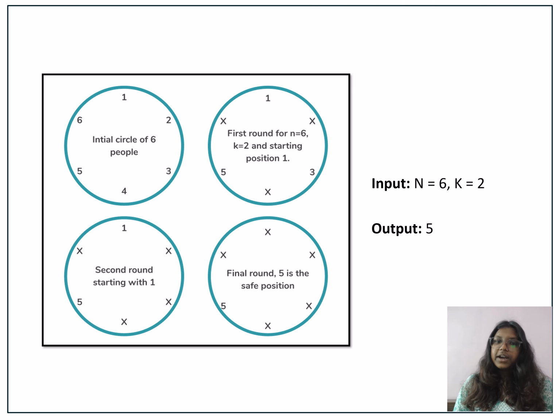Starting from person 5, count 1 is person 5 and count 2 is person 1. So person 1 gets removed. And that leaves us with our last person standing, person number 5. This example really shows how the counting moves around the circle and people get eliminated one by one until only one person remains.